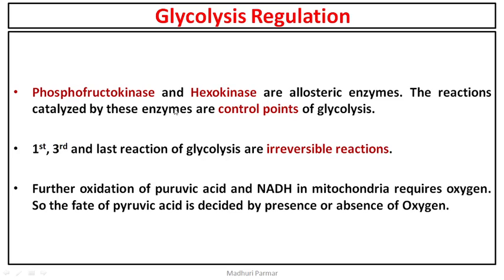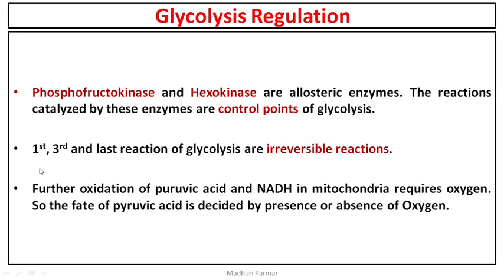Here, the phosphofructokinase and hexokinase are allosteric enzymes. Allosteric enzymes meaning they have a separate site where other molecules can come and bind and change their catalyzing power. You remember we have studied this in the case of enzymes in non-competitive inhibition. So the reactions catalyzed by these enzymes are control points of glycolysis. After the hexokinase reaction, you have glucose 6-phosphate, which cannot leave the cell, and after phosphofructokinase acts on this, the fate of this molecule, fructose 1,6-bisphosphate, is to go for glycolysis only. It cannot go anywhere else.